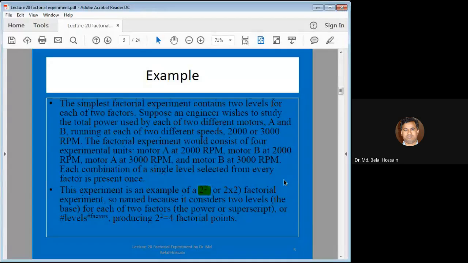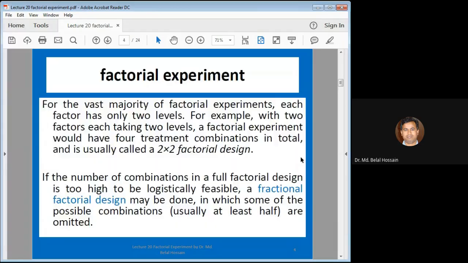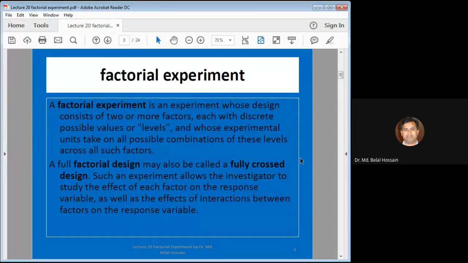Okay, so here we will discuss all about factorial experiment, that is full. A full factorial design may also be called a fully crossed design. Such an experiment allows the investigator to study the effect of each factor on the response variable, as well as the effects of interaction between factors on the response variable.